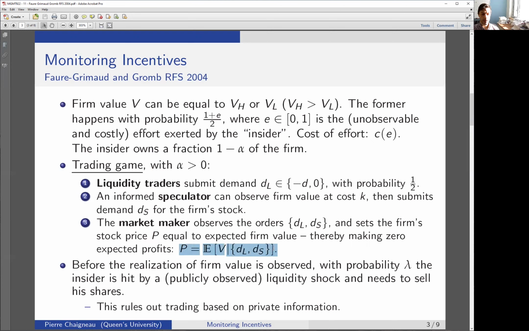So he's going to update his beliefs about firm value. And the stock price would be equal to the expected firm value given the market maker's information set, which is the orders that he observes.